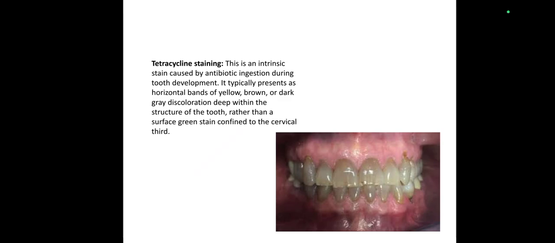Tetracycline staining causes intrinsic banding, yellow, brown, or gray, deep inside the tooth structure, formed during tooth development, not a green surface stain. Keep this distinction clear. Extrinsic plus cervical plus green is chromogenic bacteria.